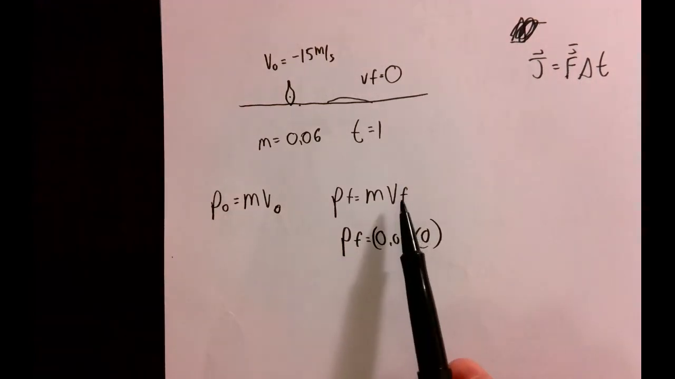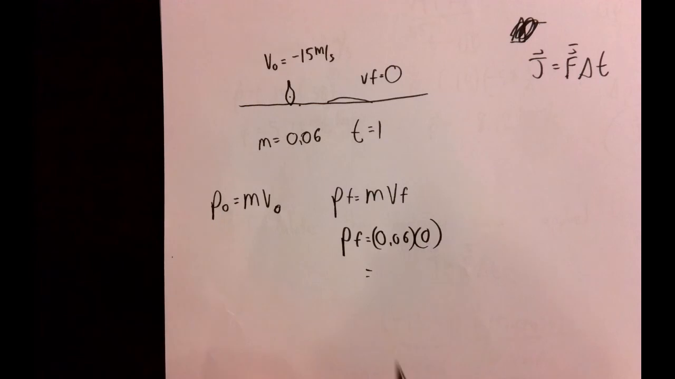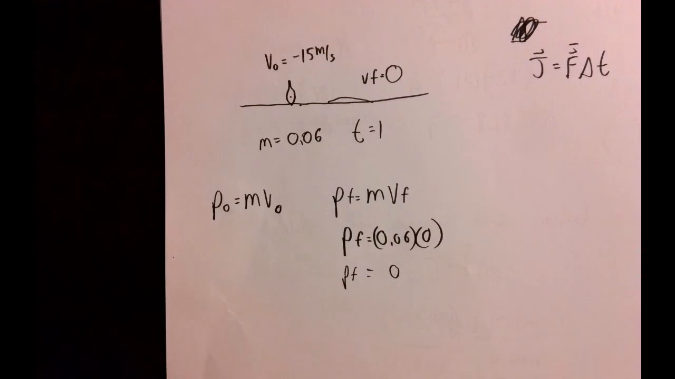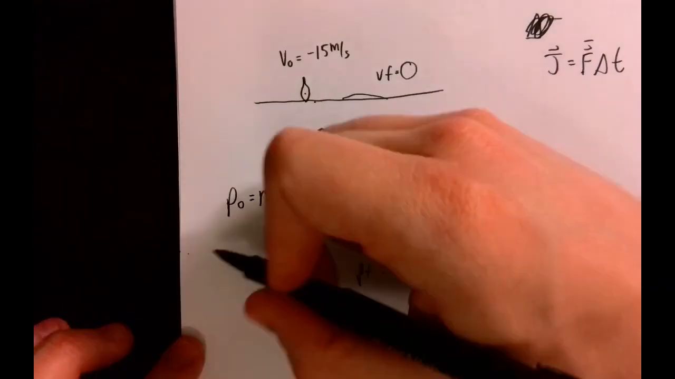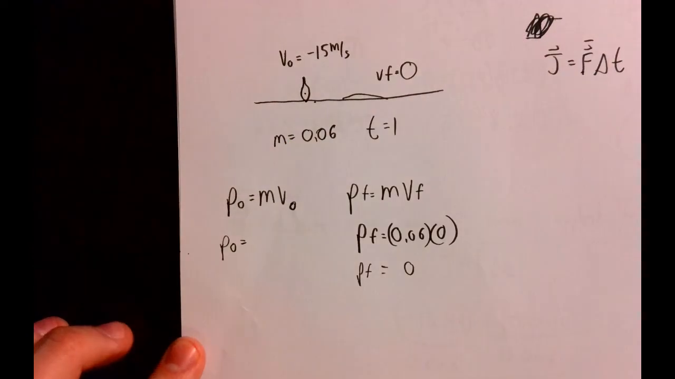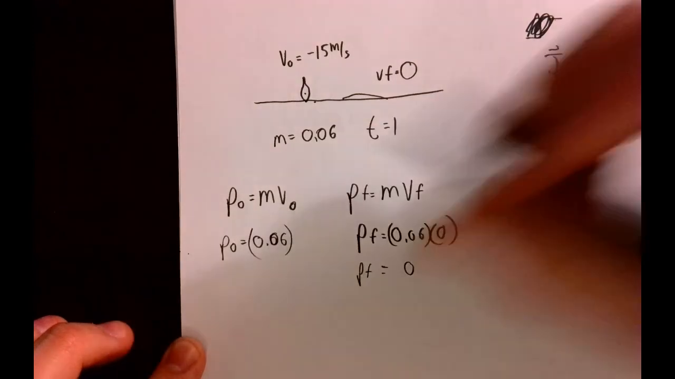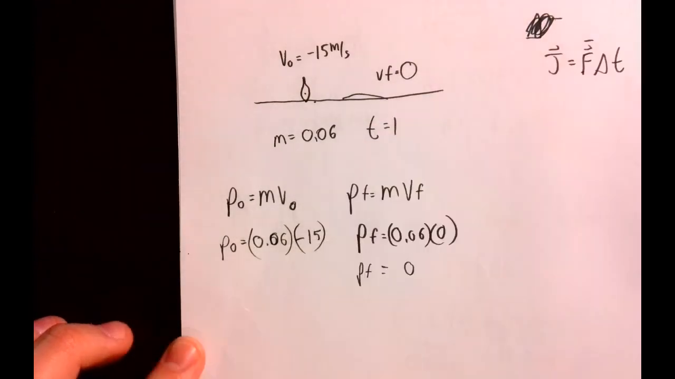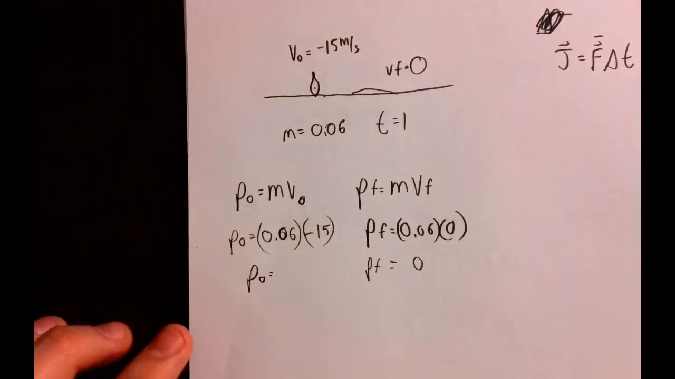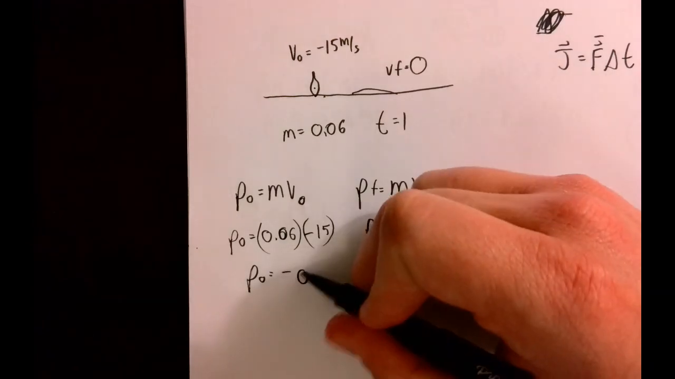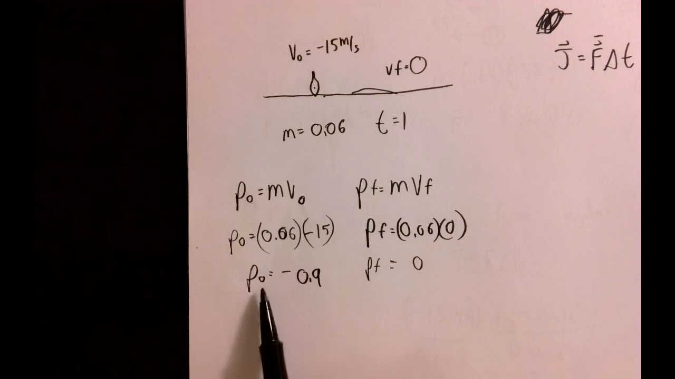P initial is pretty easy to find as well. It's 0.06 times -15. So make sure you're writing these down. We're like halfway done with the problem already. Maybe pause if you need to catch up. So P initial is -0.9 kilogram meters per second. I'm going to put a little box around that. And P final is 0.